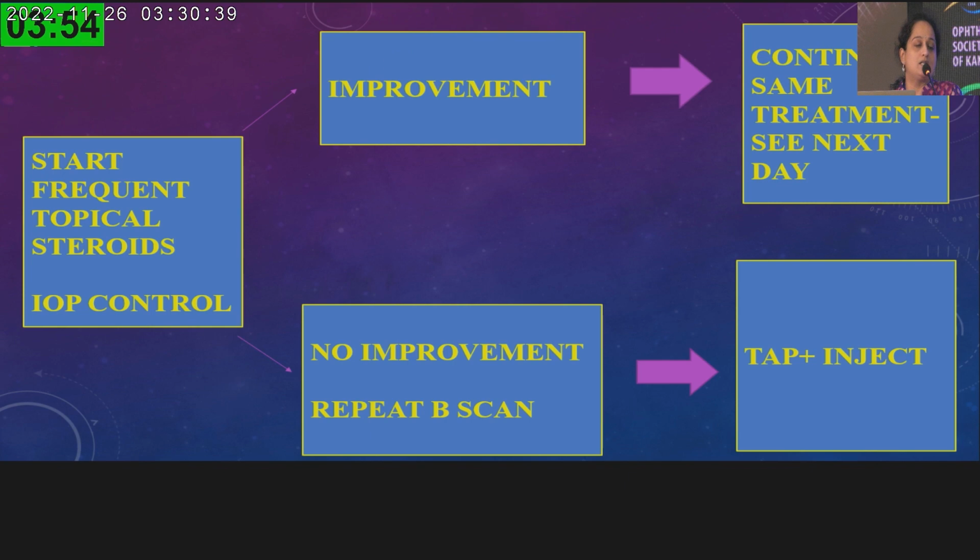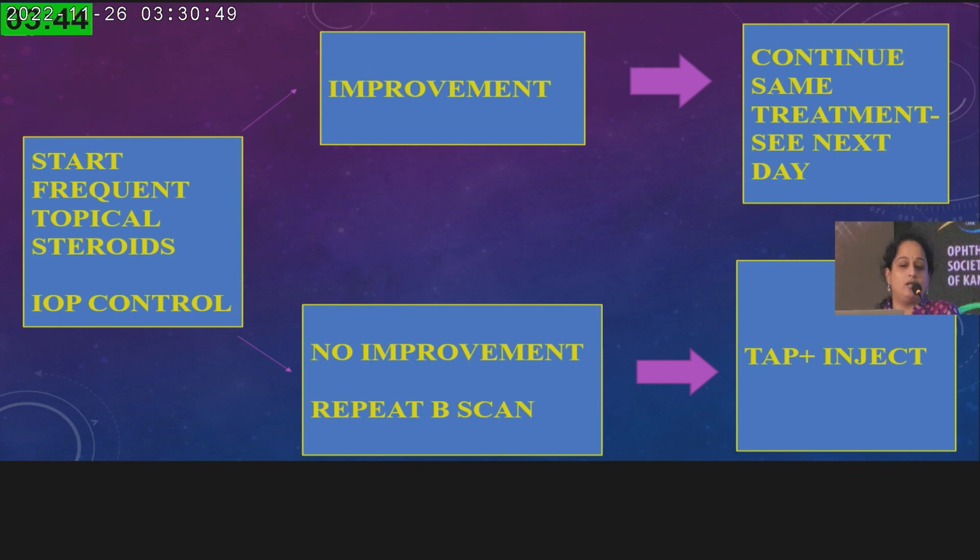So if there is a suspicion whether it is TASS or endophthalmitis, on day 1 post-op, immediately put the patient on topical Predforte hourly, give topical antibiotics along with it, and if the IOP is high, start anti-glaucoma medications also. Before you leave the OPD, reassess the patient the same day evening. Look if there are any signs of improvement. If there are signs of improvement, continue the same treatment and see the patient next day.